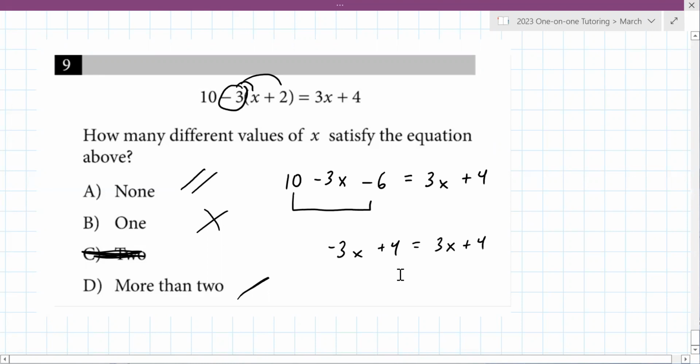Does this resemble what you did, or did you go a different direction when you solve this? Yeah, that's how I did it. Okay. So I'm going to subtract 4 from both sides and then add 3x to both sides. So on the left, it's 0. On the right, it's 6x. When you divide by 6, you get x equals 0, and that's okay.